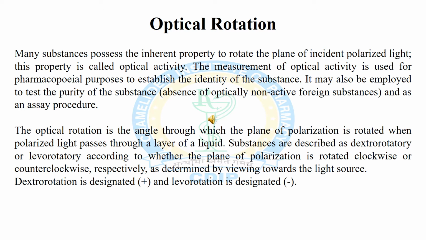The substances which rotate the plane of polarized light in the clockwise direction are generally termed dextrorotatory and designated by a positive sign, whereas the substances or samples which rotate the plane of polarized light anti-clockwise are termed levorotatory and designated by a negative sign.